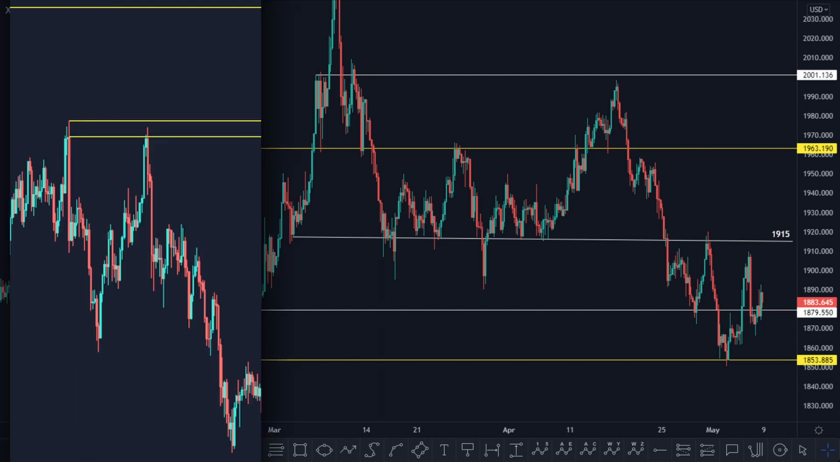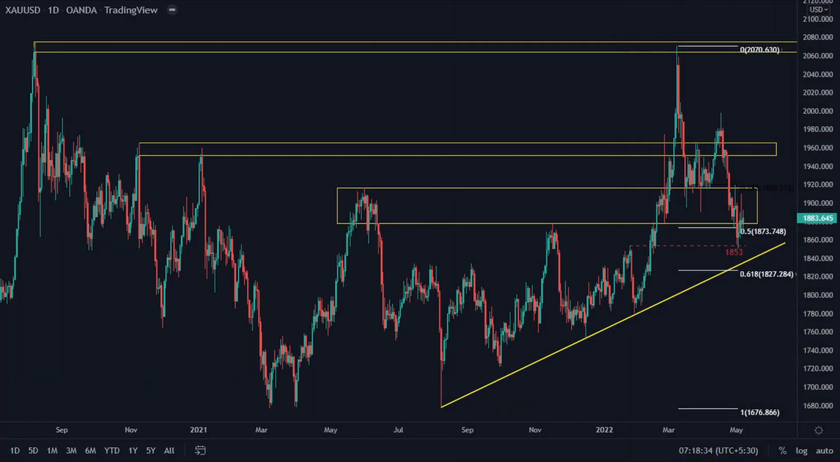To get more information why price is making support at 1853 or why 1915 resistance is important, we will go to daily time frame, and you can see last week price made bottom between 50 and 61% retracement on a previous horizontal support, and daily closing is back above 1877 resistance.